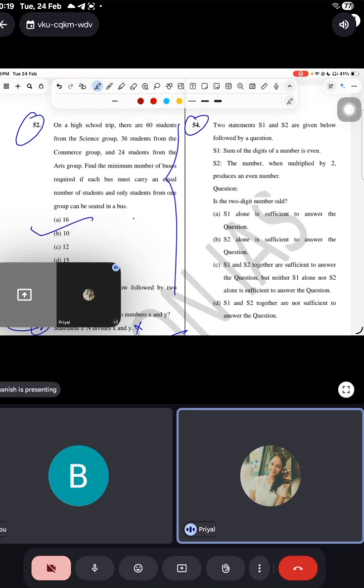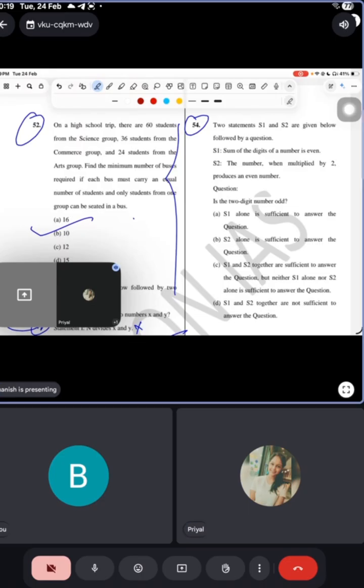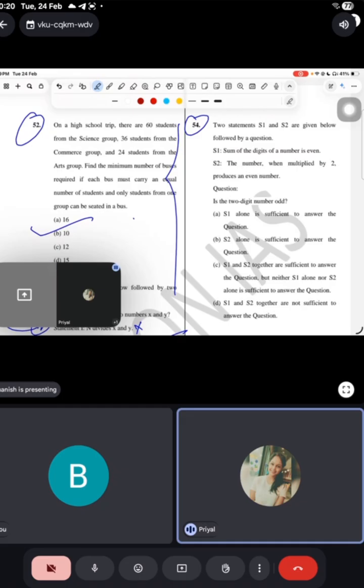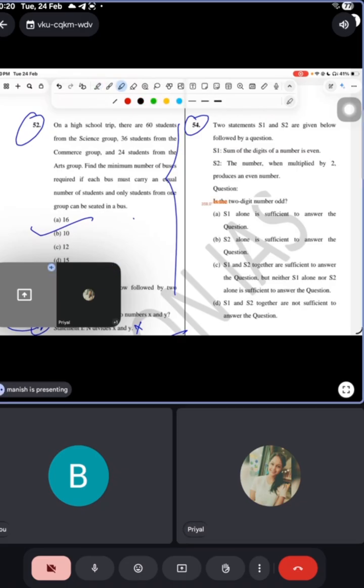Statement 1: the sum of the digits of the number is even. Statement 2: the number when multiplied by 2 produces an even number. And the question is: is the two-digit number odd? So, Priyal, this is the question.